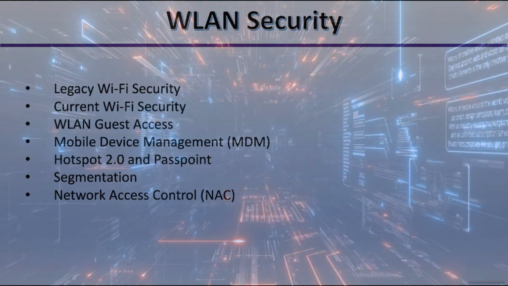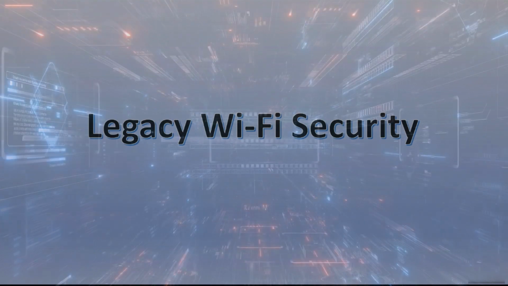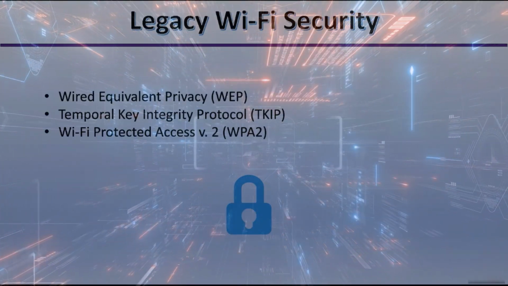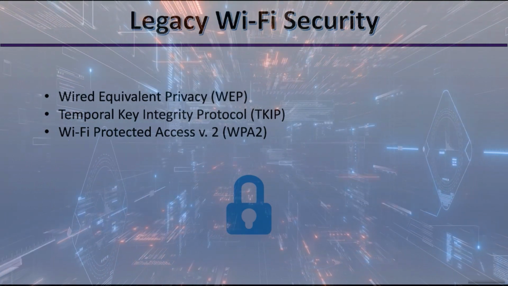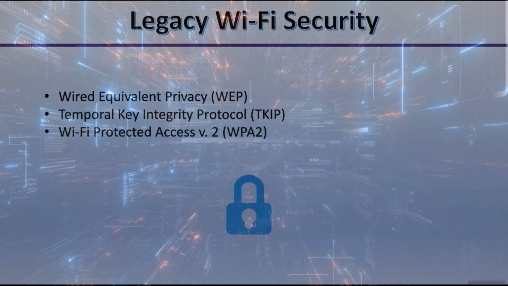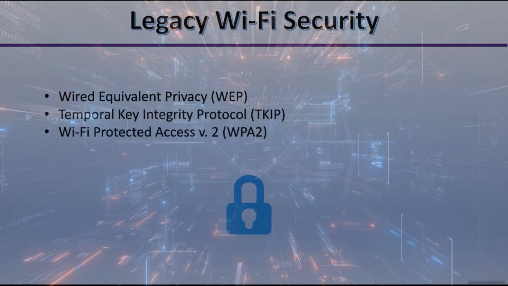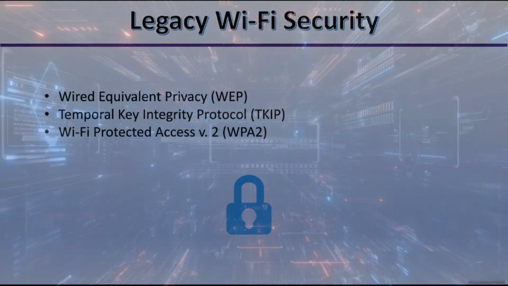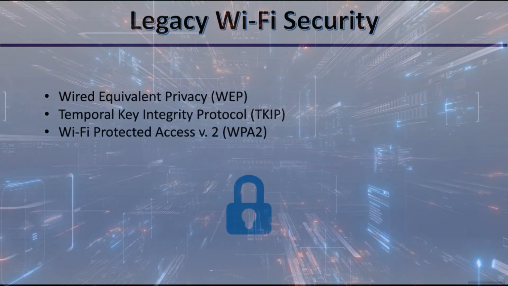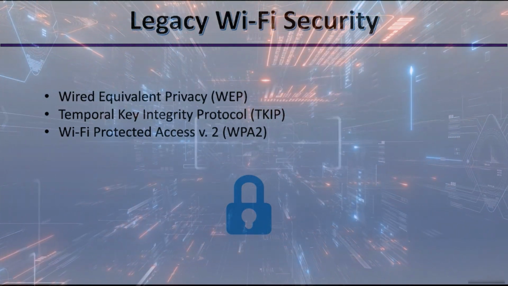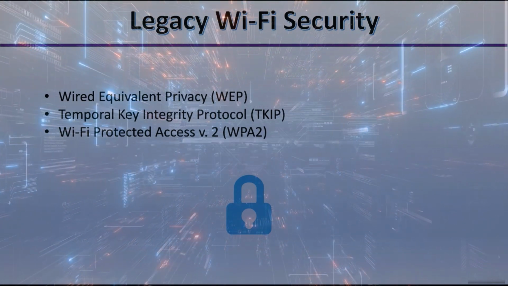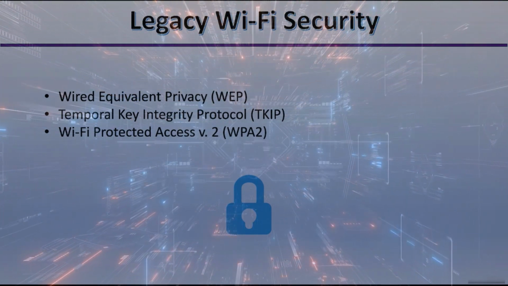So let's get started. In this first section, we'll talk about legacy Wi-Fi security. What we mean by legacy Wi-Fi security is some of the security methods that we used in the past that are either no longer used or have been compromised, or both. We'll start with Wired Equivalent Privacy, or WEP, Temporal Key Integrity Protocol, or TKIP, and Wi-Fi Protected Access version 2, or WPA2.